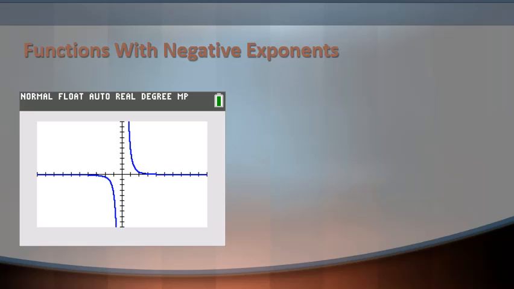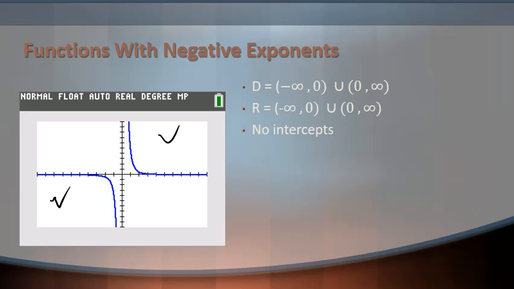And so here is the graph of our function, 4x raised to the power of negative 3. Our domain is going to be negative infinity to 0 in union with 0 to infinity. Our range is going to be a little bit different on this one. Our range is negative infinity to 0, also in union with 0 to infinity, as we've got our graph represented in the first and third quadrants. That was a little different from the one that we did just previously. Again, there are no intercepts.